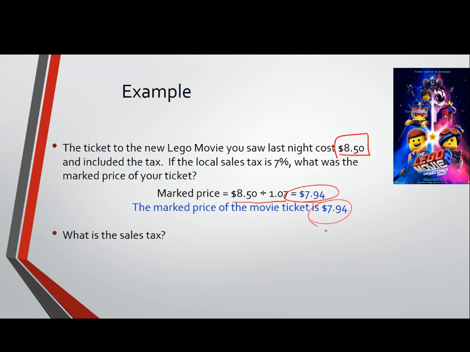So what is the sales tax? Well, if the marked price was $7.94 and the total price was $8.50, it's just going to be whatever the difference between those two was. So I'm just going to subtract them. And when you subtract them, you get 56 cents. So that's how much sales tax I paid.